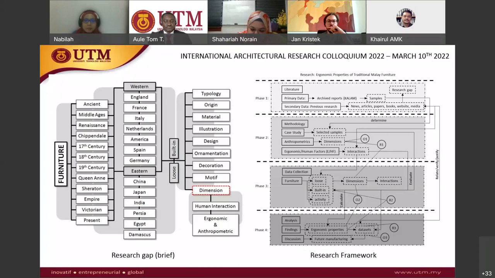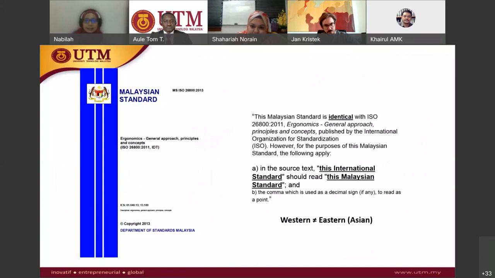So basically, the main problem that this research arises from is that Malaysia doesn't have its own standard of ergonomics. The current one that we use is actually an identical copy of the international standard, which is basically based on the UK proportion of users. So we know that Western and Asian users don't have the same body proportions.